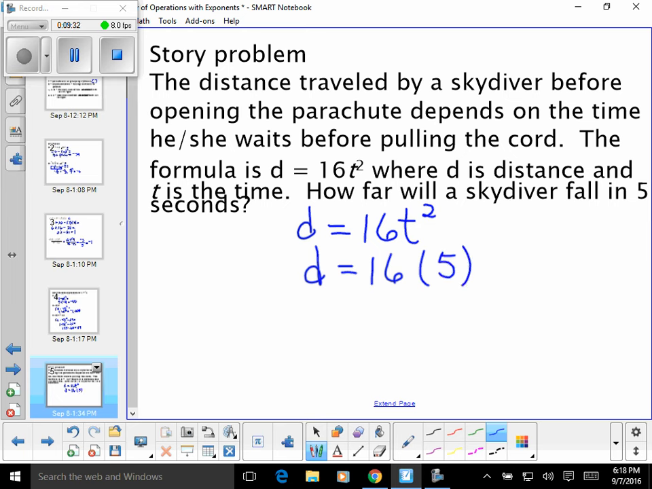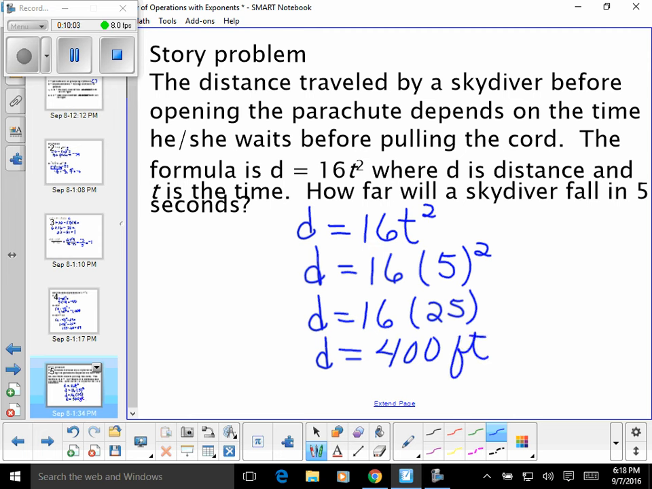16 times 5 squared. Our order of operations tells us that we have to take the 5 squared first. 5 squared is 25. The next thing we look for is multiplication and division. That's all I have left here is multiplication. 16 times 25 gives us 400. And we can assume here, even though they don't tell you what the label is, that that's going to be in feet this time. And that concludes the lesson on using exponents with the order of operations.